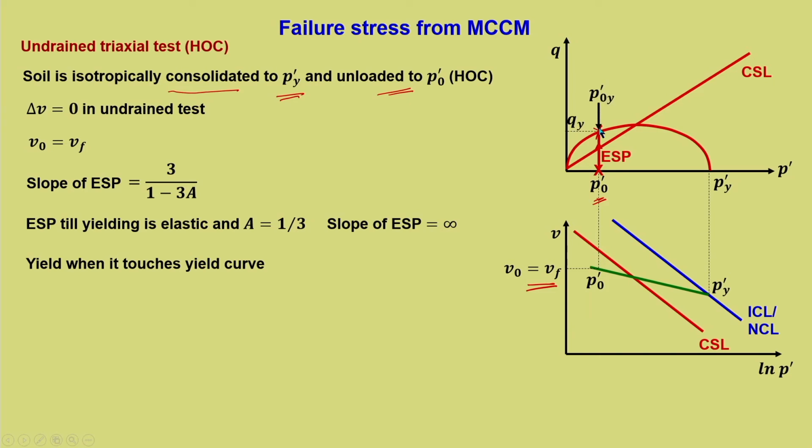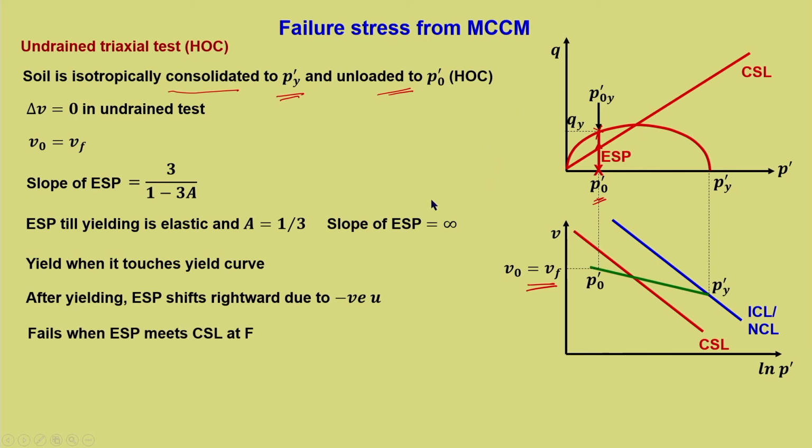So, this is Qy and P naught dash y, the yield stresses. After yielding, ESP shifts rightwards due to negative pore water pressure. Again, it is a known fact, fails when ESP meets critical state line at F. So, that is F, it is undrained test, so it meets at F, and P dash F and QF are the failure stresses.